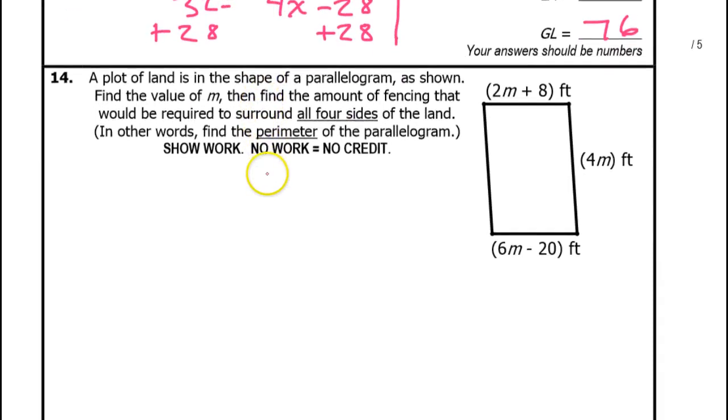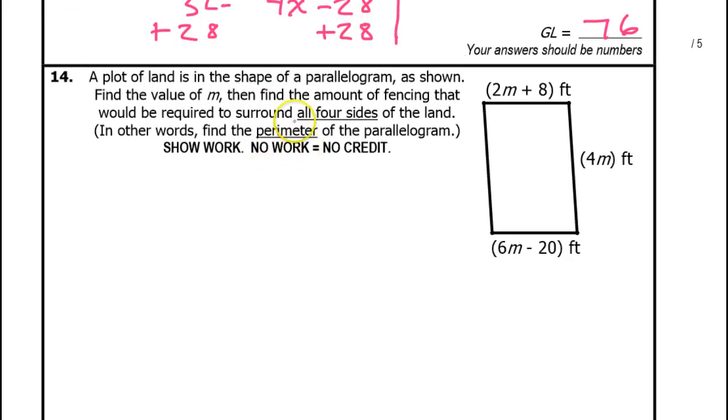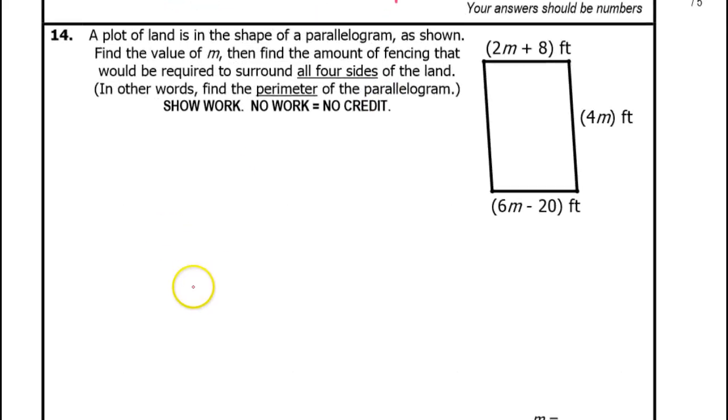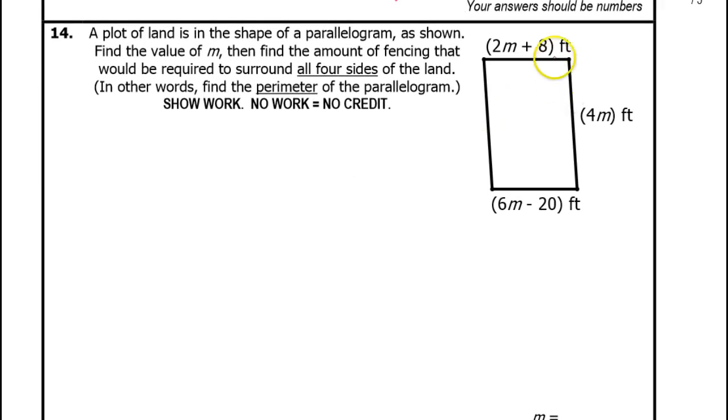Okay, number 14. This plot of land is in the shape of a parallelogram. Find the value of m, then find the amount of fencing that would be required to surround all 4 sides of land, the perimeter of the parallelogram. Okay, so I remember getting a lot of questions about a problem like this on the review that we had, because students want to know, how do I make an equation with these 3 sides? What do I do with the 3rd side?